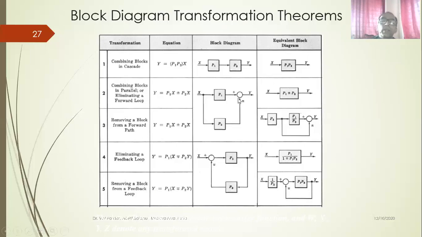P1X plus or minus P2X is equal to Y is the original equation. Now here, when I combine these parallel blocks, what am I doing? X into P1 plus or minus P2. So P1 plus P2, X into P1 plus P2 is equal to Y, isn't it? So if I take X common here, P1 plus or minus P2 into X will be the equation. So the same equation is restored.